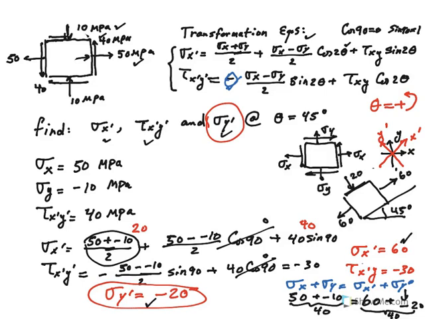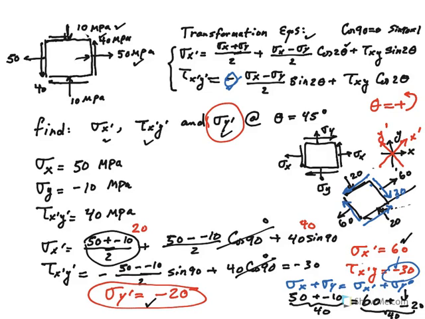And what about tau x prime y prime? I have a -30. Remember, negative here means pointing like that. So once you figure out the direction on one side, you can figure out the direction on the other side. So that's the 30, which in terms of sign convention would be -30. So you see, this was a simple example, guys.